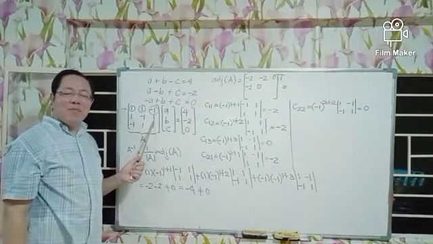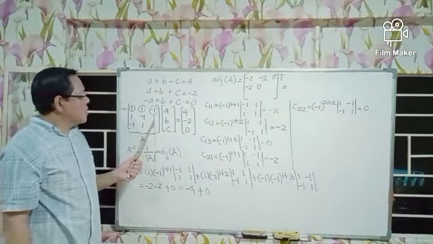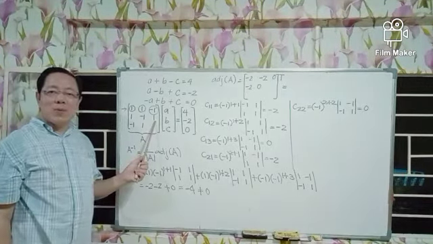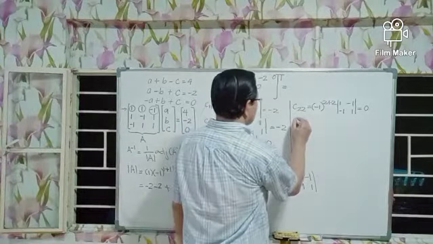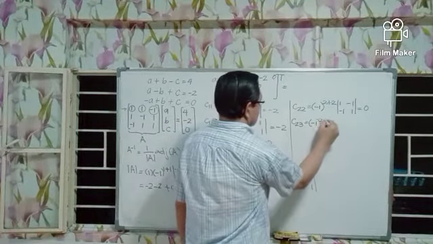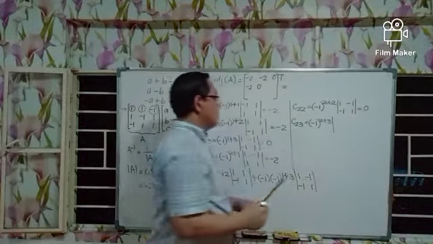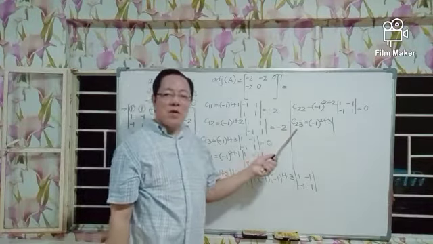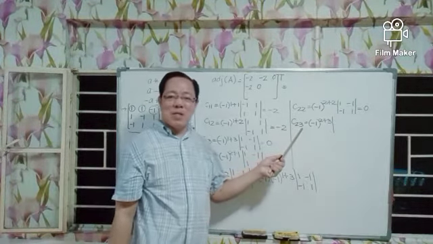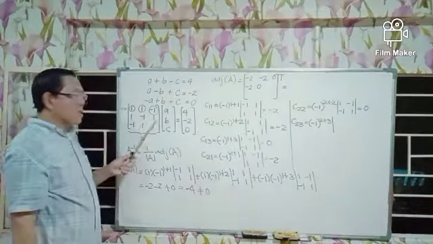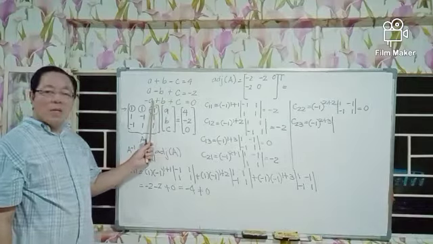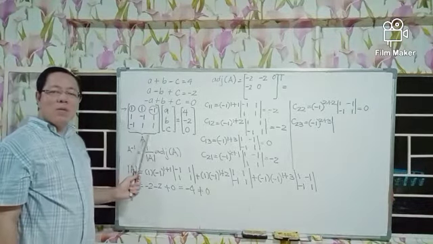Now we find the cofactor of this 1 in the second row and third column, and its cofactor is denoted by C sub 2, 3. The cofactor C sub 2, 3 is equal to negative 1 raised to 2 plus 3 times the determinant that remains after deleting the second row and third column, and we get 1, 1, negative 1, 1.